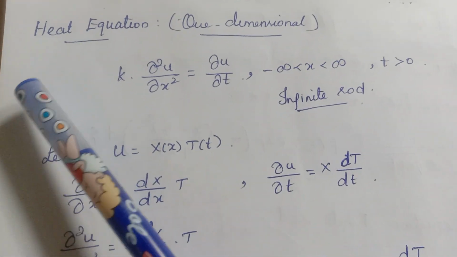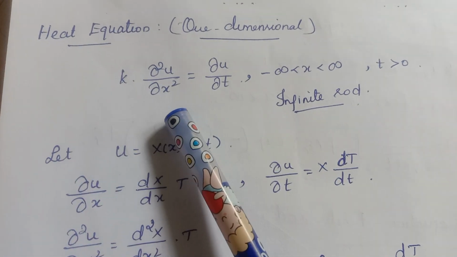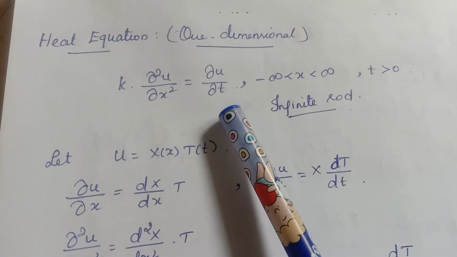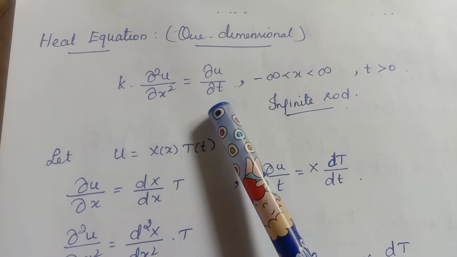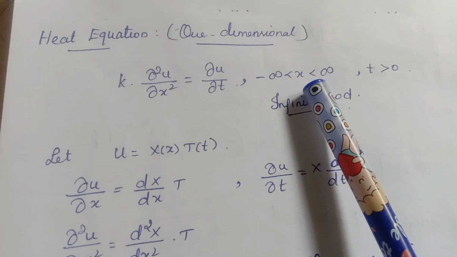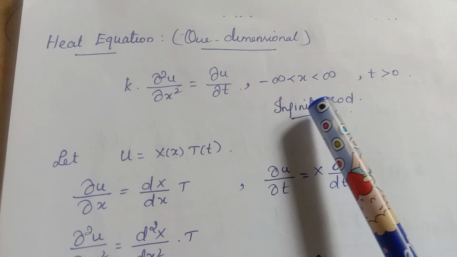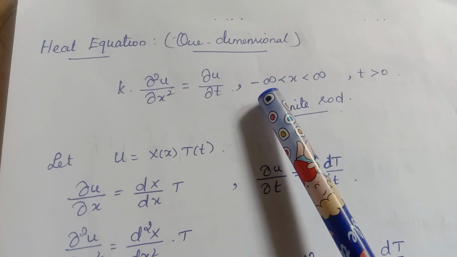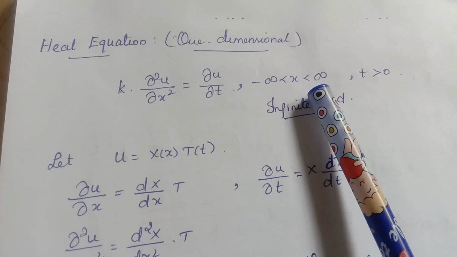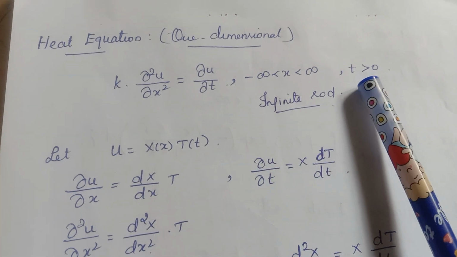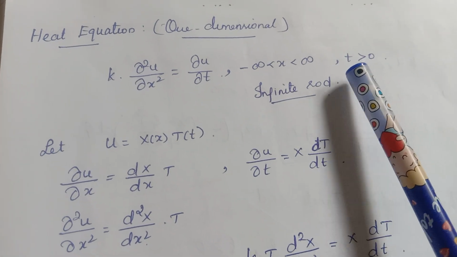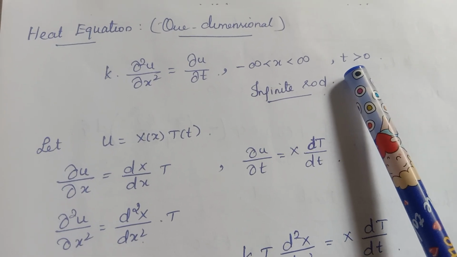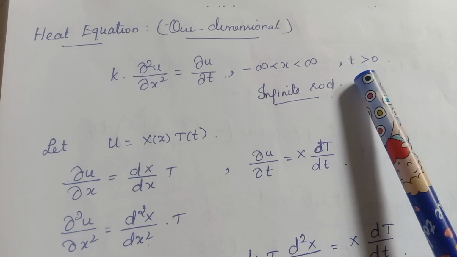The heat equation is given by k ∂²u/∂x² = ∂u/∂t. Okay. Here u is a function of x and t, and x denotes the infinite rod. That is, x may be taken as the length of the infinite rod. So it varies from minus infinity to infinity, and t is always positive. Okay. So for finding the solution of this heat equation, we use the method of separation of variables.